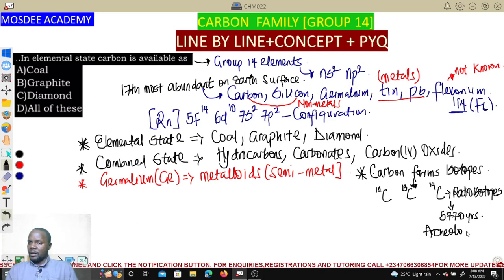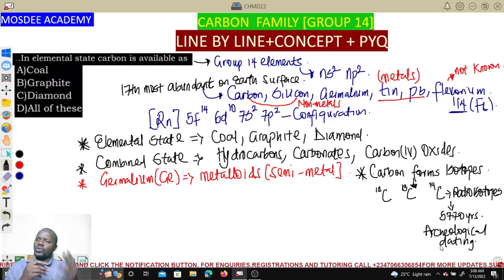Archaeological dating. So, carbon dating, carbon 14. So, those are things you need to keep in mind. And as we move forward, you are going to be learning more and more about what we call the carbon family. So I just want to continue answering the question. It will give you more light to understanding.